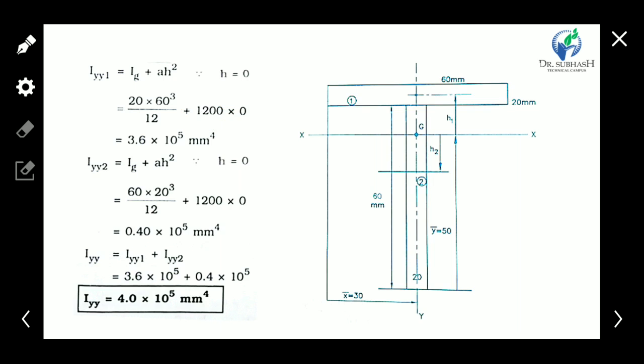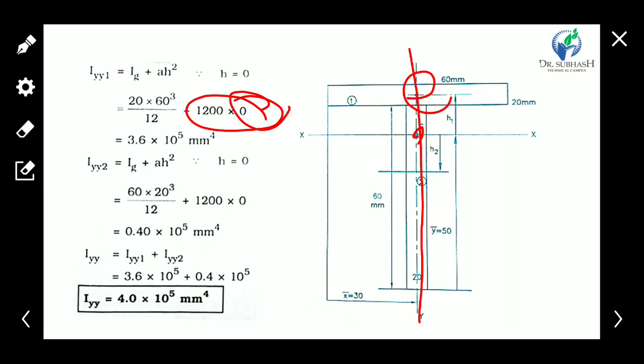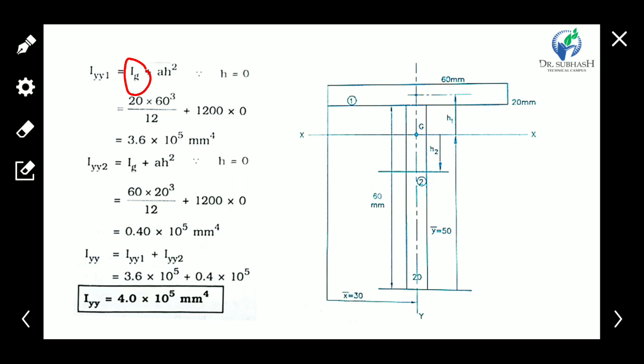Now h, distance of Cg of this element to the y-axis passing through this total Cg, it's 0. So h is 0. So multiplication of this h square value is 0. So only Ig is there. So we can directly define Iyy for this element by Ig, or you can use the parallel axis theorem.